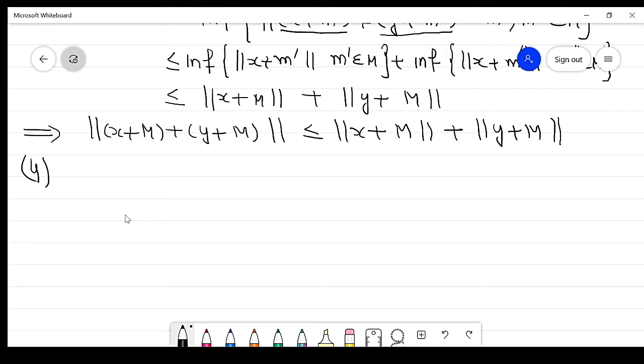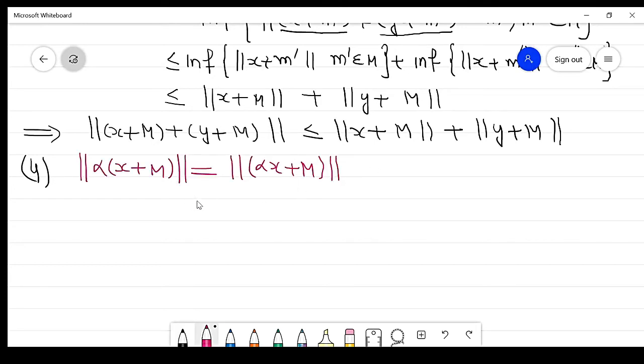Let alpha be complex or real, so it is a member of the field. So alpha is some scalar. Then the norm of alpha into x plus M, by the property of scalar multiplication, is equal to the norm of alpha x plus M. Now what is this value?